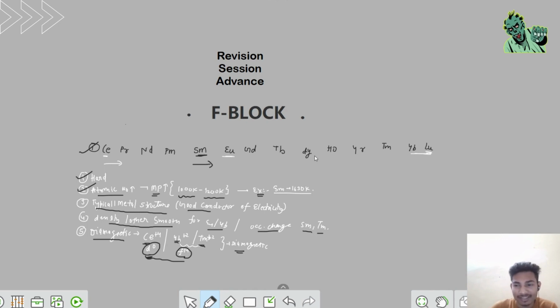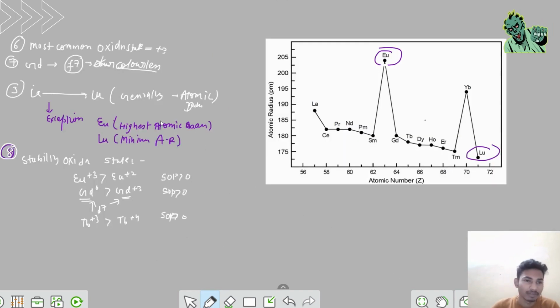Here we discuss the same thing for gadolinium. जो gadolinium होता है वो F7 सिस्टम में होता है. Gadolinium plus 3 is actually colorless and it is paramagnetic. ठीक है, ये काफ़ी अच्छा फैक्ट है, ये काफ़ी बार पूछा जा चुका है.